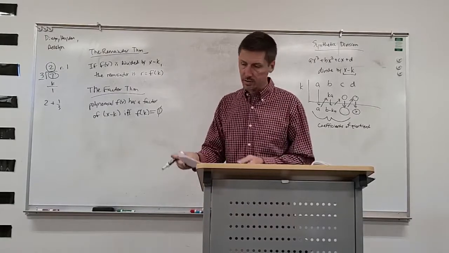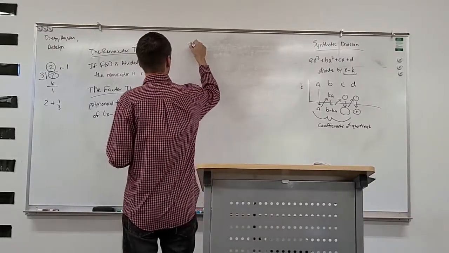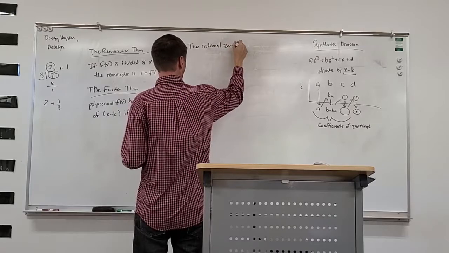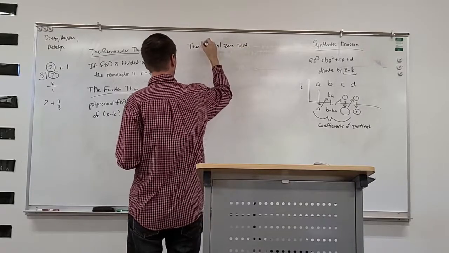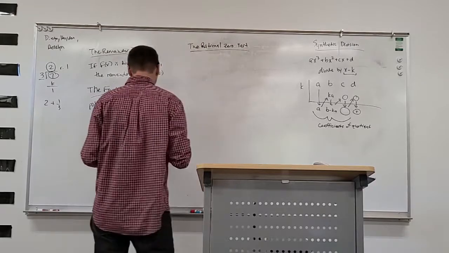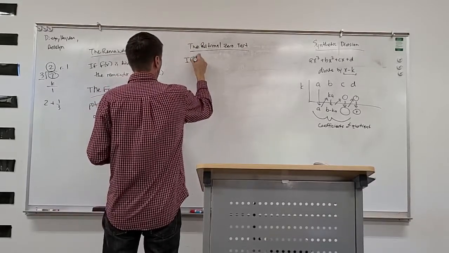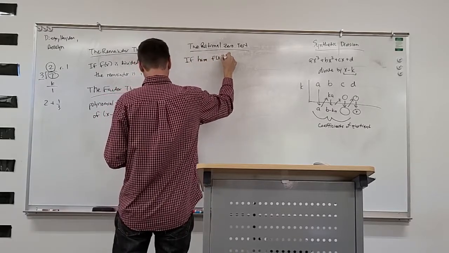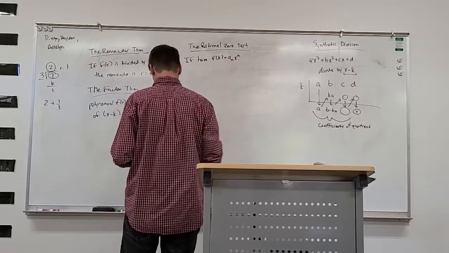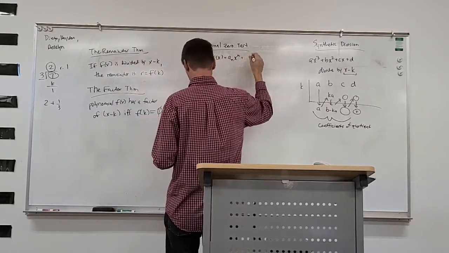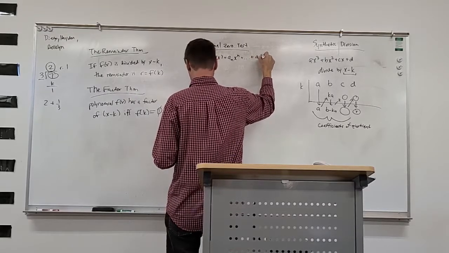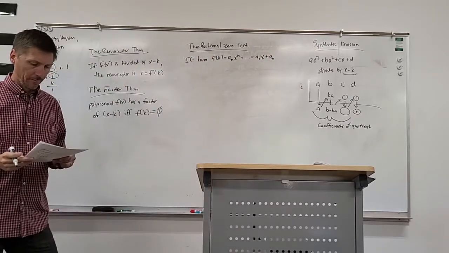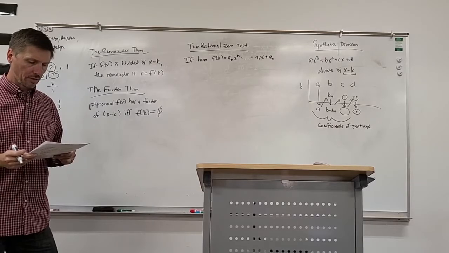The rational zero test. So we have a polynomial. If we have f of x equals a_n x^n, we're going to write it like this. We've done this before. Plus a_1 x plus a_0, right? So this is a way we could write out a polynomial with just variables.